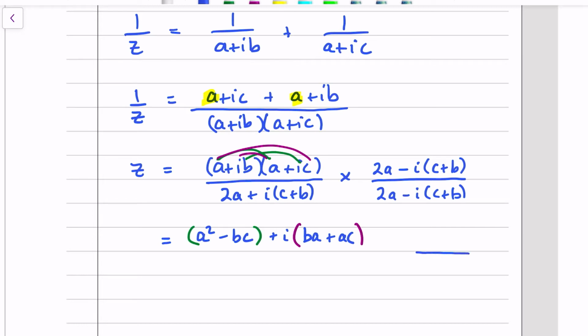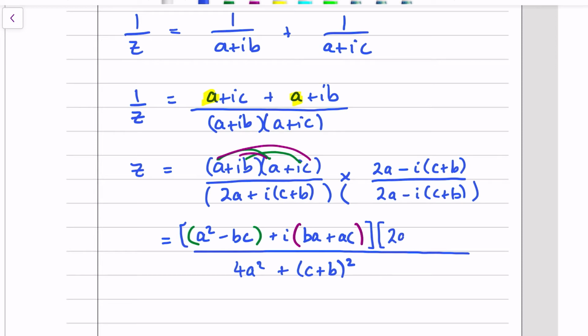The denominator is equal to (2a plus i times (c plus b)) times (2a minus i times (c plus b)). That comes out to be 4a squared plus (c plus b) all squared. Okay, if you take a complex number and you times by its conjugate, you get the real part squared and you get the imaginary part squared. And then the other thing in the numerator is 2a minus i times (c plus b).